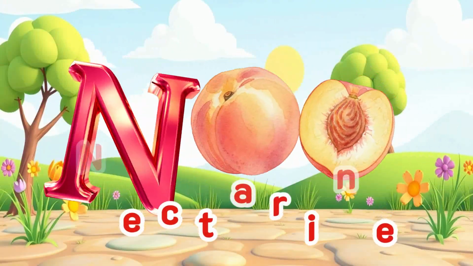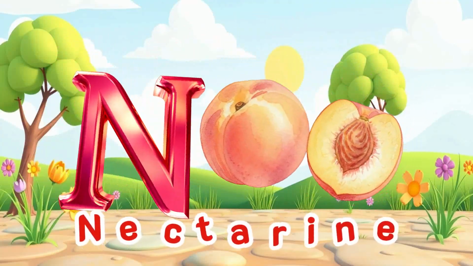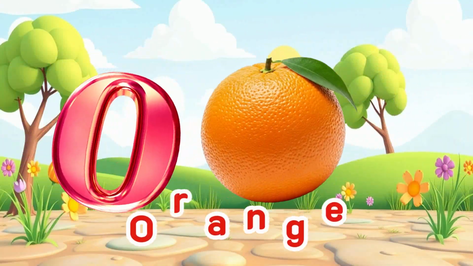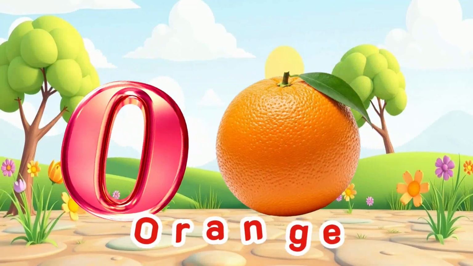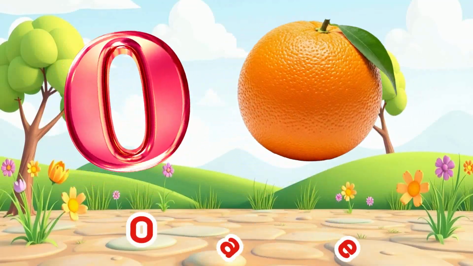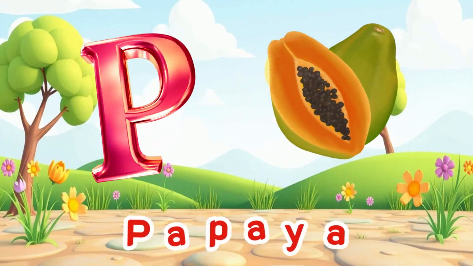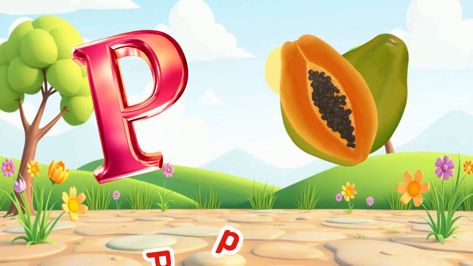N is for nectarine. Nectarine. Nectarine. N is for nectarine. O is for orange. Orange. Orange. O is for orange. P is for papaya. Papaya. P papaya. P is for papaya.